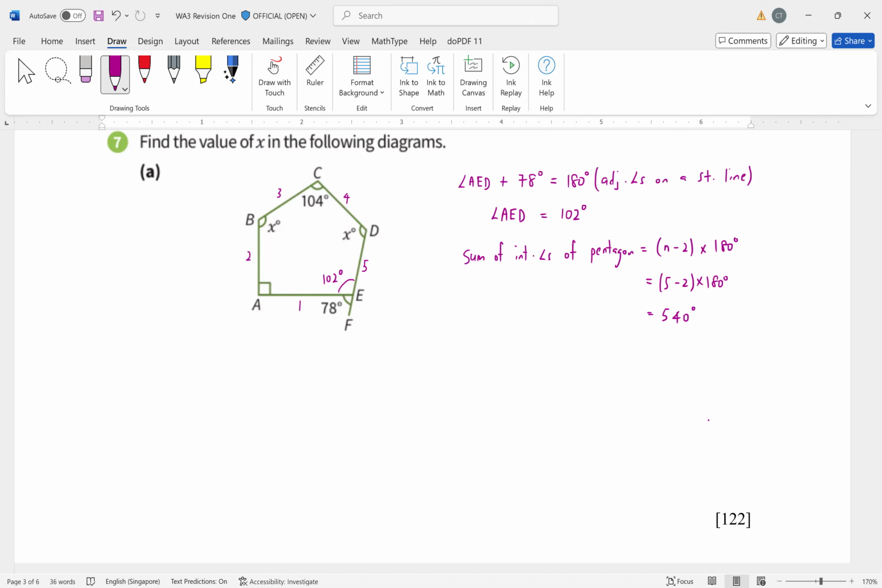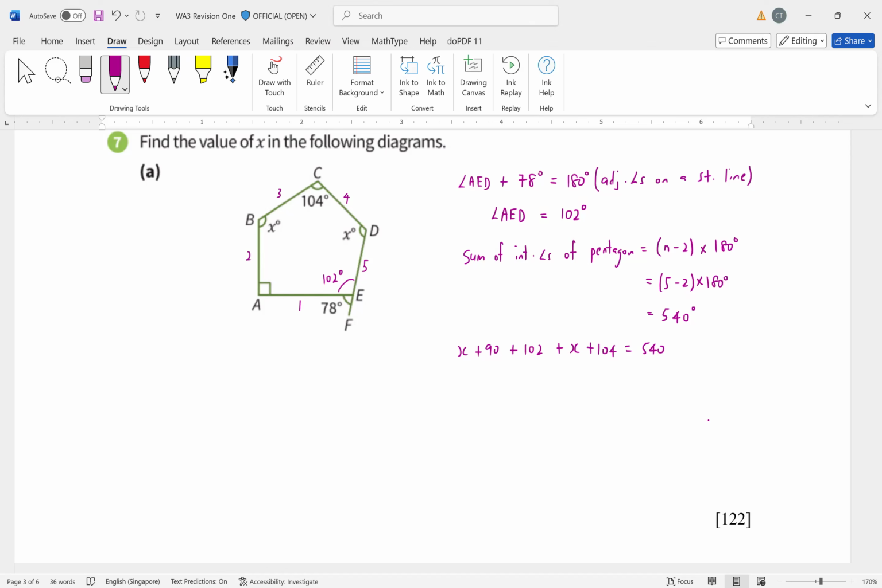So now we can formulate our equation and then solve the equation to find x. Okay, so let's start with x over here. So x plus 90. Okay, let's go in the anti-clockwise direction. Plus 102 plus x. Right, actually we can do maybe without the degree sign. Okay, plus 104 equals to 540. Okay, so we formulate this equation.